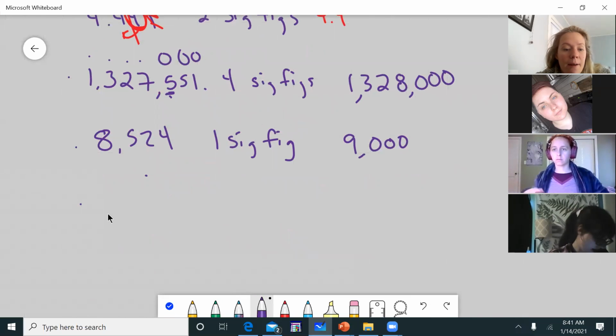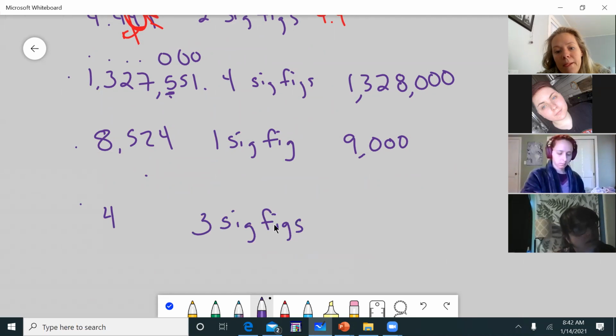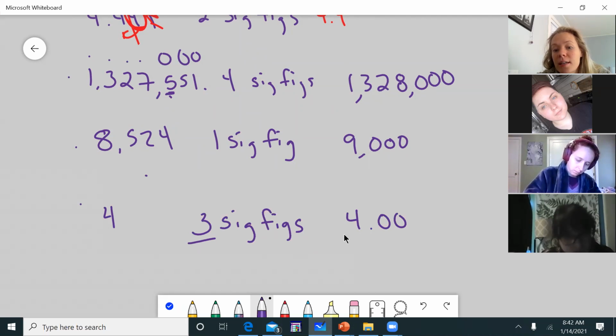So let's say I've got a value of 4, but I really needed to have 3 sig figs. Let's say the calculator popped it out and 4 was the answer, but it needs to have 3 sig figs. How do I add significance to this number? I add a decimal and then I put zeros on the end until I get to the desired amount of sig figs. So we're not going to say that the answer is 4. We're actually going to say it's 4.00. It's precise out to the hundredths place.